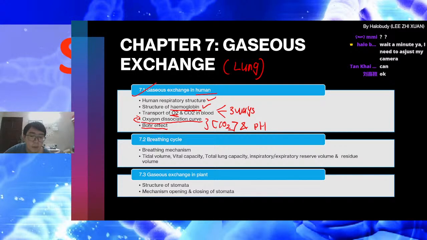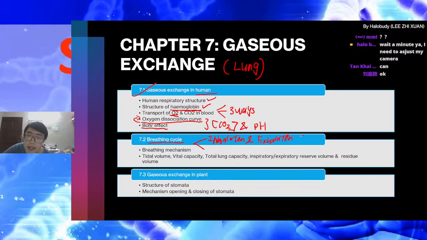And then the second topic is about the breathing cycle. Macam pernafasan. Yang ni adalah gaseous exchange. Yang ni adalah berkaitan dengan pernafasan human. So the first one is the breathing mechanism. So there are two mechanisms you have to know. The first one is inhalation and exhalation. I think ni senang lah.